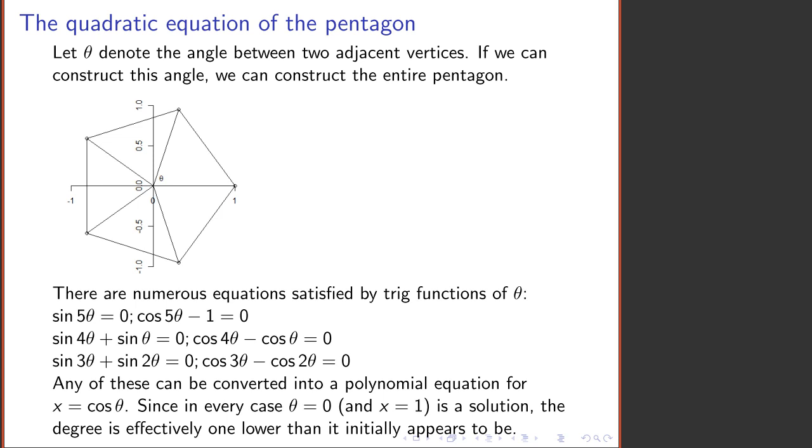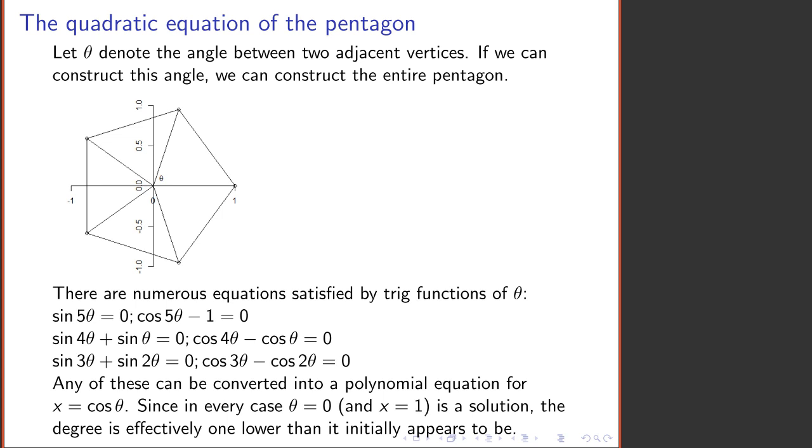An obvious one that comes to mind is if I multiply this angle by 5, I get a 360-degree angle whose sine is 0, or alternatively, whose cosine is 1. Alternatively, I can say if I take 4 times this angle, then I have the same value of the cosine as for cosine theta, but I have the opposite value of the sine. So here are two alternatives that involve trig functions of 4 theta.